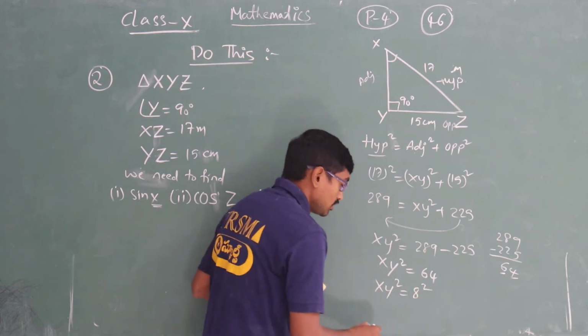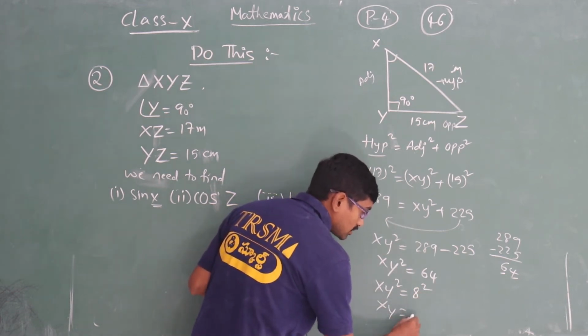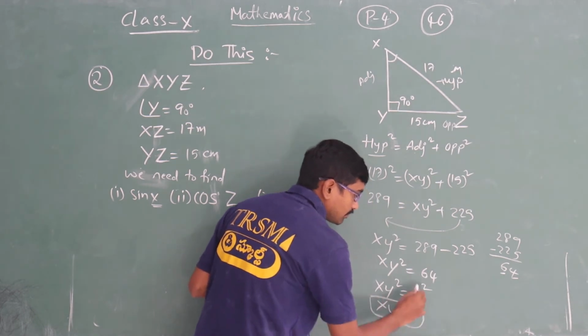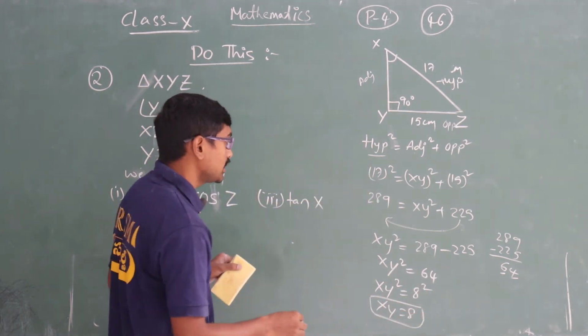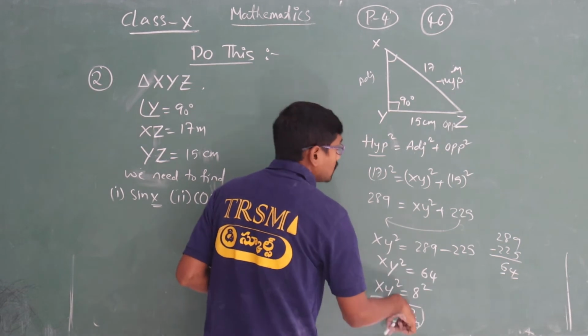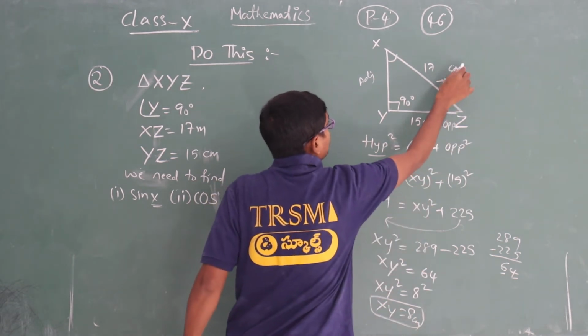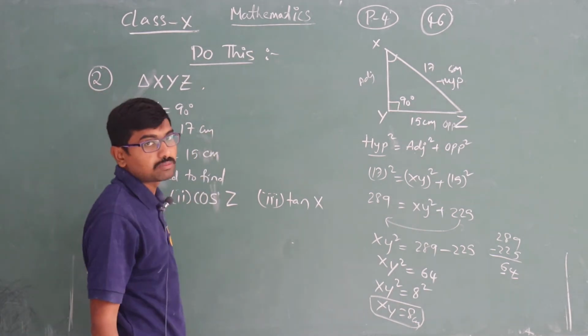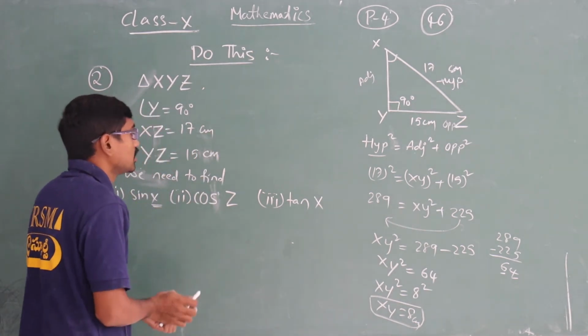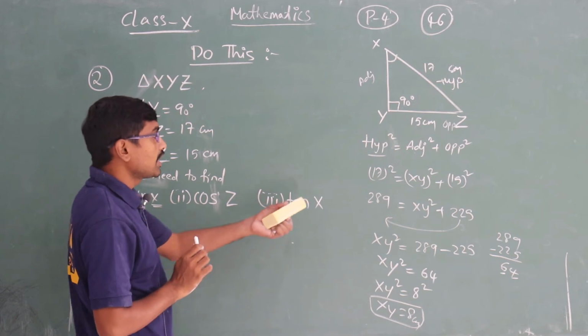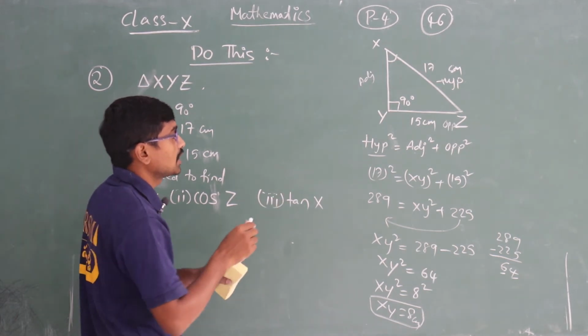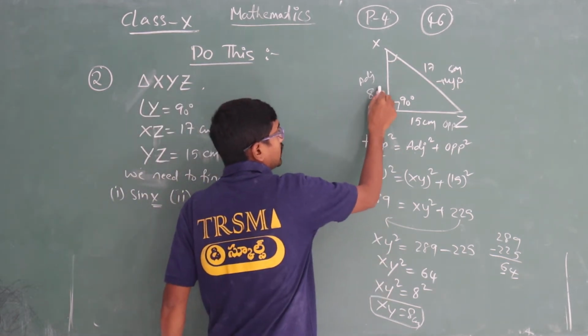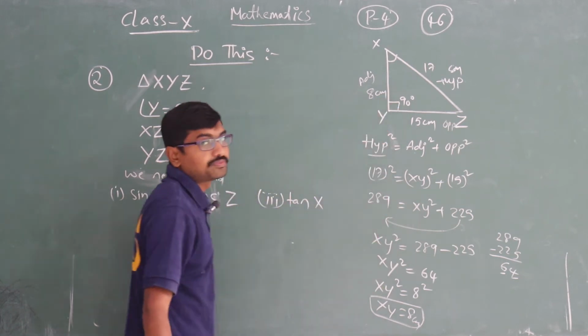On comparing, what will we directly get? xy is equal to 8. Isn't it? xy is equal to 8. We can take centimeters. There is a small printing mistake here, so in the place of meter you just take centimeters. Okay. So this is how we have got the value of this adjacent side: 8 centimeters.